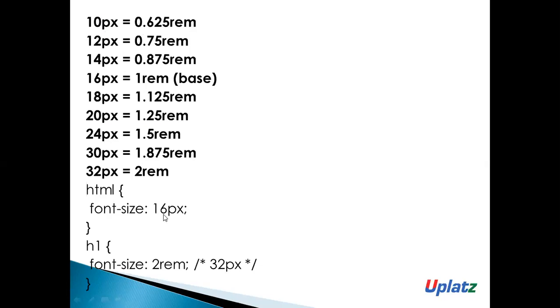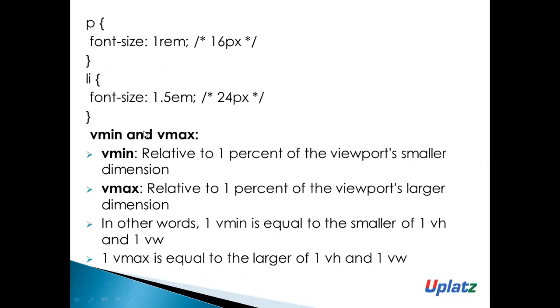So font size 16px will be equivalent to 1 REM. So 2 REM will be equal to 32px. So this is the notation for that. So 1 REM is 16px and 1.5 EM would be 24px.